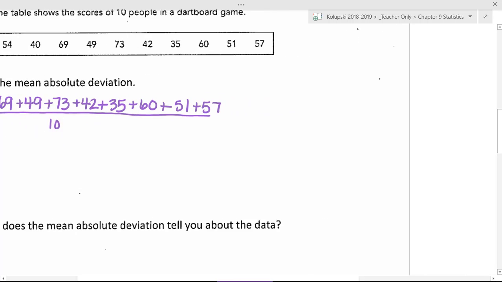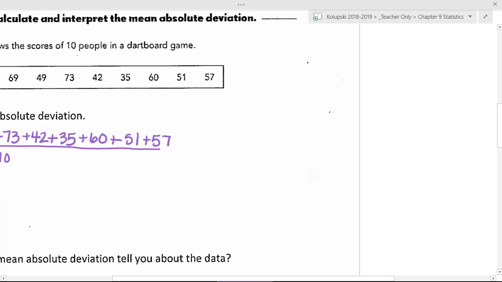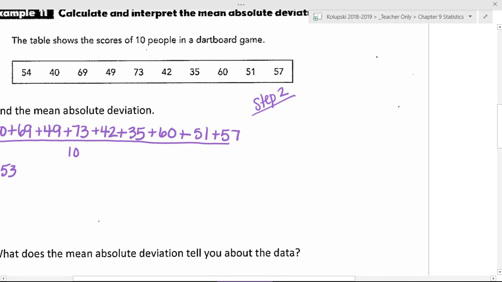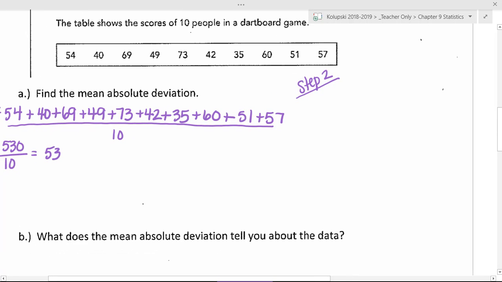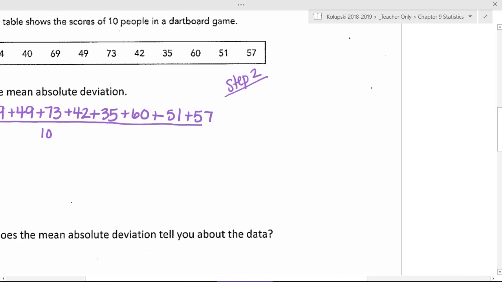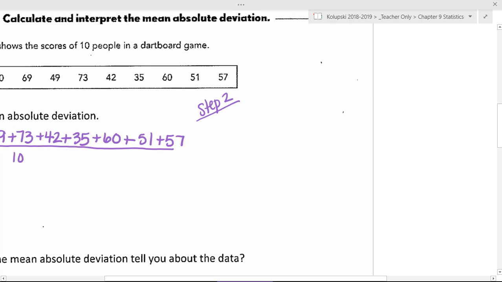Now, step 2, I'm going to create a chart. So I'm going to need a little bit more room. So I'm going to come off the side here. So step 2 was the meat, which is the difference. So I'm going to take each data point here, and I'm going to subtract it from this number here. Because we're talking about distance, we know that distance is never negative. So if you subtract and you get a negative number, you're going to turn it into a positive by taking its absolute value, because that distance can't be negative.